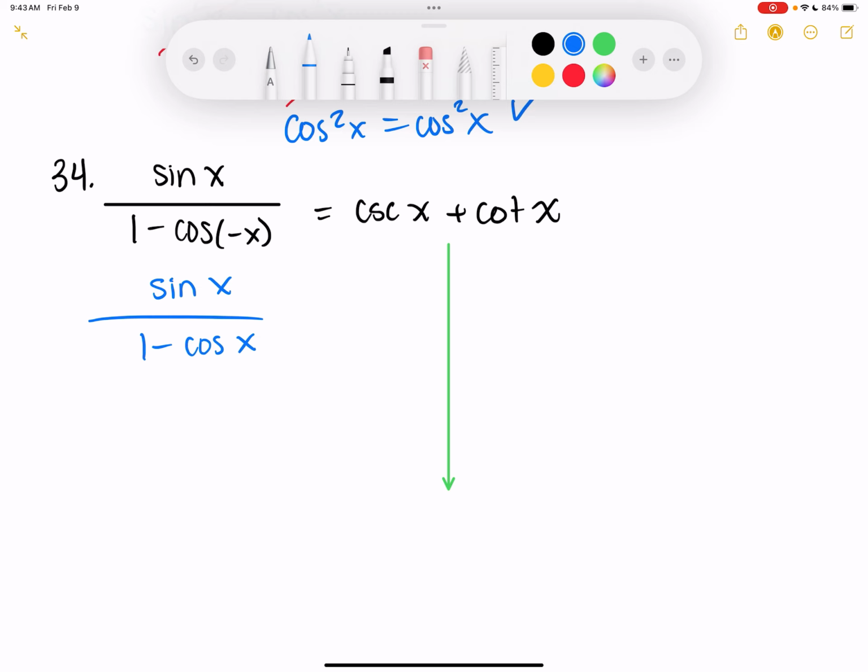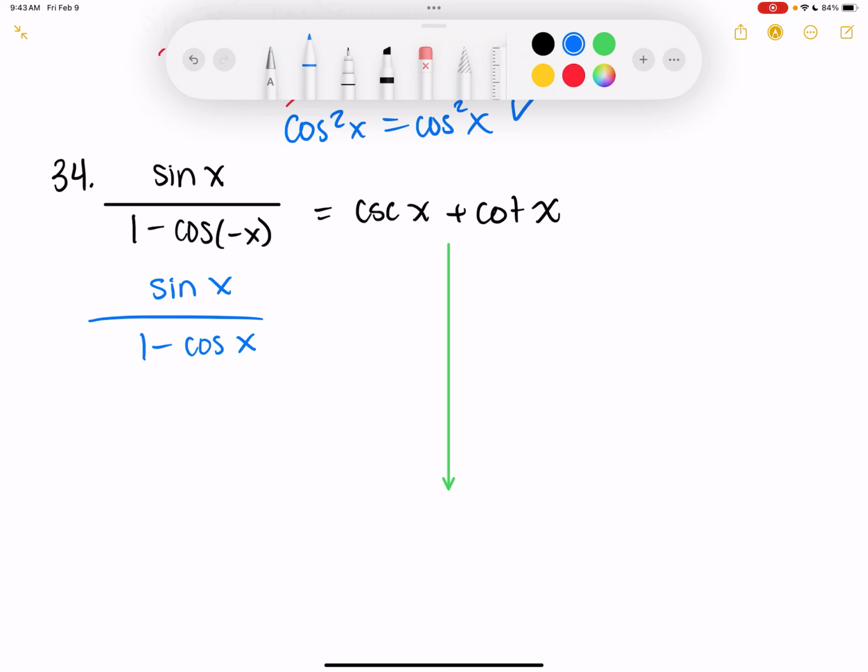I'm going to give you a hint. You're going to need a conjugate. So like when we did the stuff with i's, we would do 1 plus i times 1 minus i. That's a conjugate.